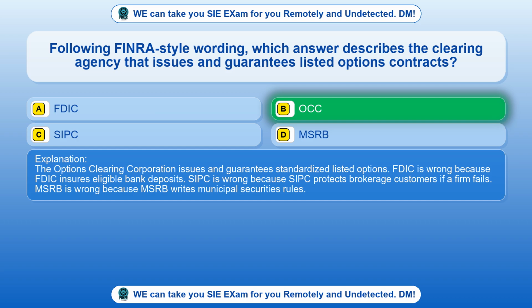FDIC is wrong because FDIC insures eligible bank deposits. SIPC is wrong because SIPC protects brokerage customers if a firm fails. MSRB is wrong because MSRB writes municipal securities rules.